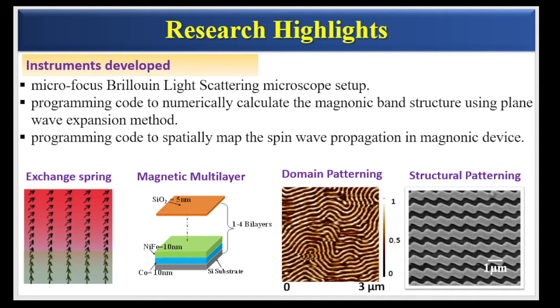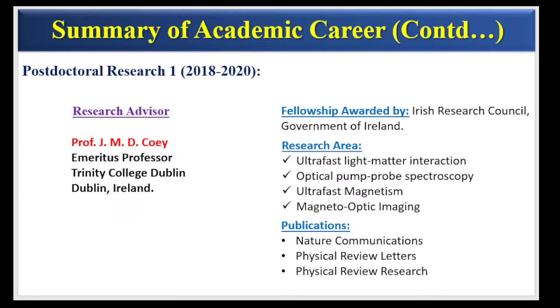During PhD, I used Brillouin light scattering technique to study the spin wave properties, its tunability, and the band structure in different magnetic nanostructures, including exchange spring system, magnetic layered and patterned structure, pattern domain system, etc. I also developed programming code to numerically calculate the magnonic band structure and to spatially map the spin wave propagation in magnonic device.